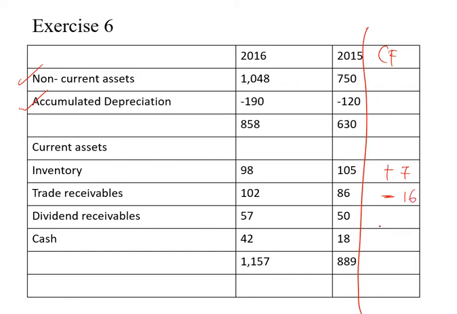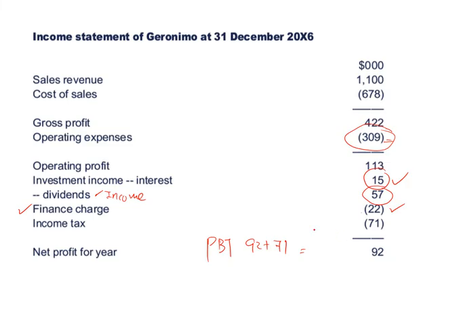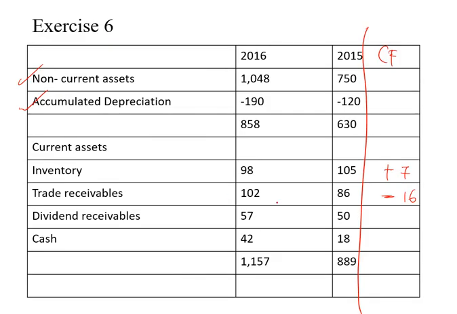Dividend receivable. Just now remember in your income statement, we say you have a dividend income here, right? So now you have opening and closing also. We need to check how much is the dividend receivable this year. Okay or not? So opening is 50, closing is 57.